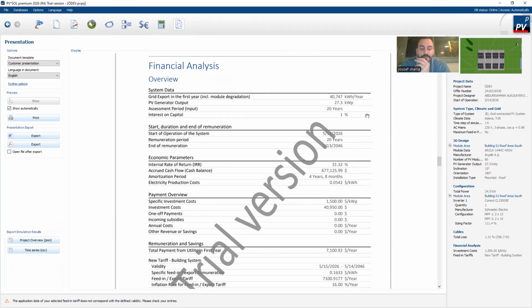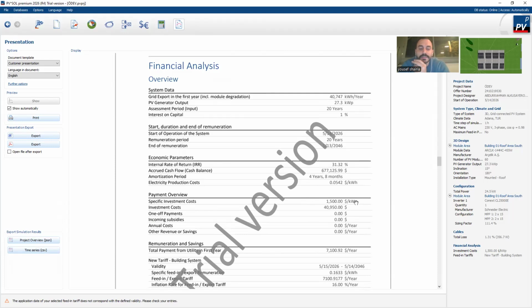Okay, here the total investment cost for this system is 40,950 US dollars. This works out to a specific investment cost of $1,500 per kilowatt peak, which is a very competitive price for a high quality system of this size. There are no additional subsidies or one-off payments included in this scenario.